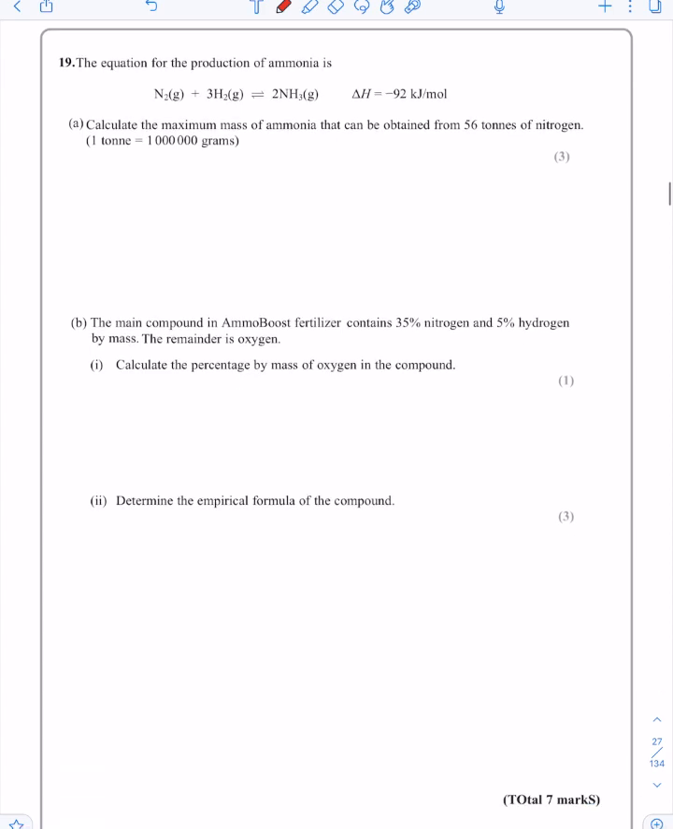Question 19. The equation for the production of ammonia is nitrogen plus 3 mole of hydrogen gives 2 mole of ammonia. Calculate the maximum mass of ammonia that can be obtained from 56 ton of nitrogen given that 1 ton يساوي million grams. طيب احنا ممكن نعمل ايه اول حاجة؟ اول حاجة نجيب المولز of النيتروجين. طب المولز of nitrogen نعمل ايه؟ ال 56 tons times million over ال MR of nitrogen.